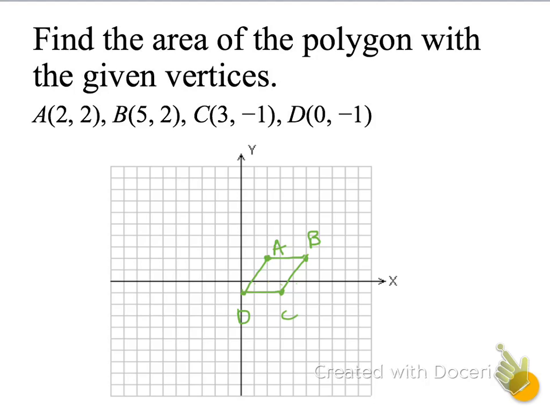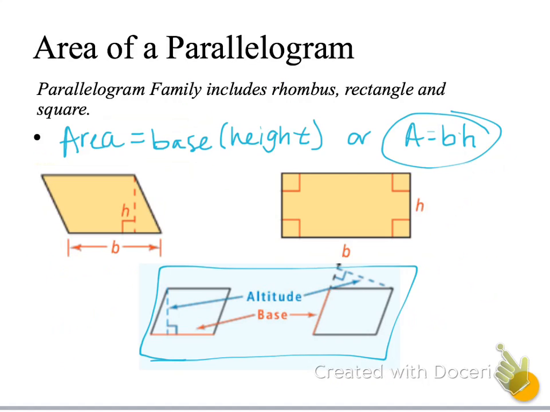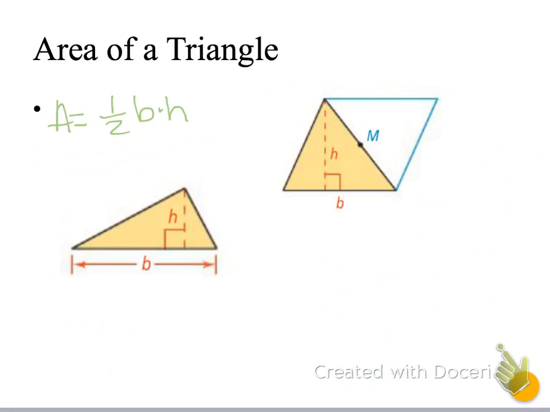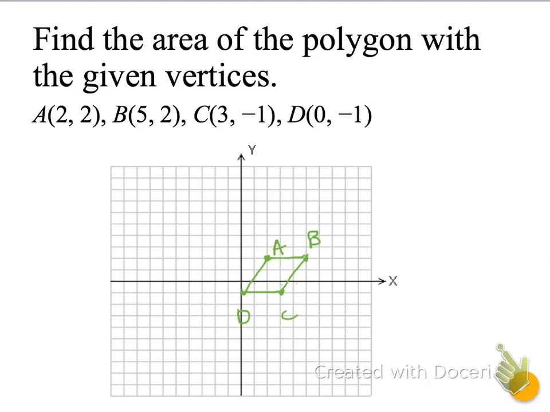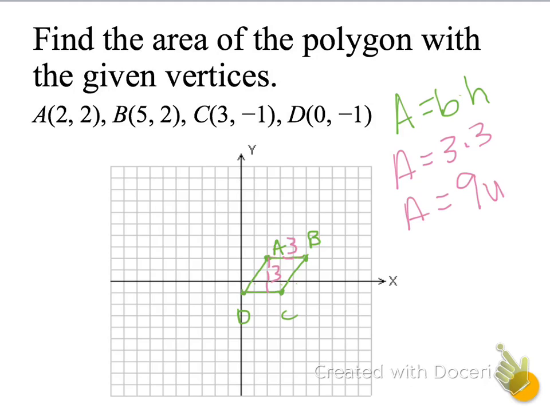So the area of a rhombus, if I go back, is my base times height. So we need to figure out what the base is and what the height is. Well, we can count off our base, so 1, 2, 3. So we know this is 3, but I need to know what my height is. So let's count off our height. 1, 2, 3. So that means my height is 3, so A equals 3 times 3, so A equals 9. And then we're just going to say units squared so that we have a label for it.